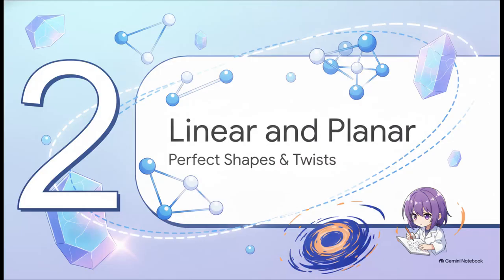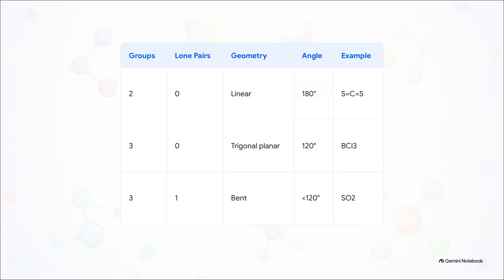Moving on to Section 2, Linear and Planar Architectures, the Perfect Shapes, and the First Twist. Okay, imagine a central atom has just two electron groups and zero lone pairs. The absolute furthest they can possibly get from each other is on completely opposite sides, right? This creates a beautifully perfect linear geometry with a 180-degree bond angle. Think of carbon disulfide, where rigid double bonds lock it perfectly flat and straight.